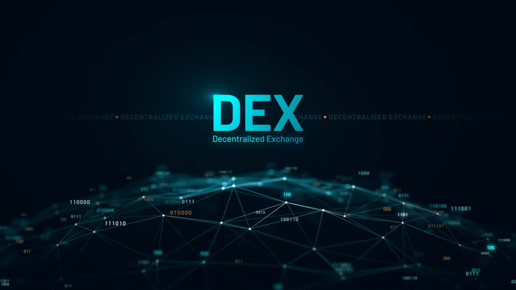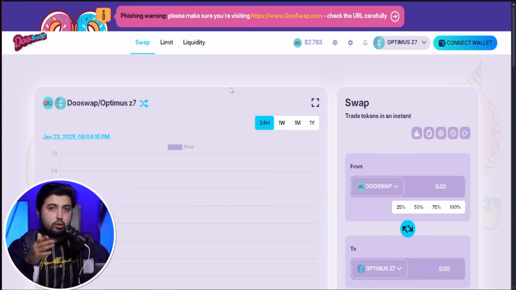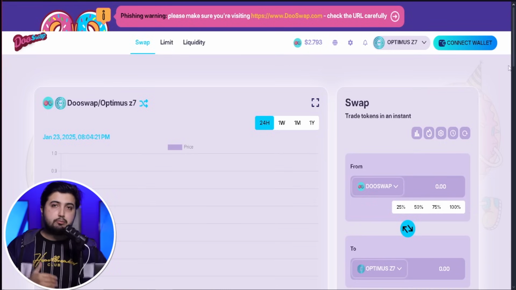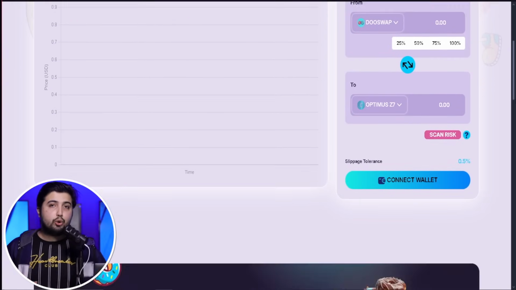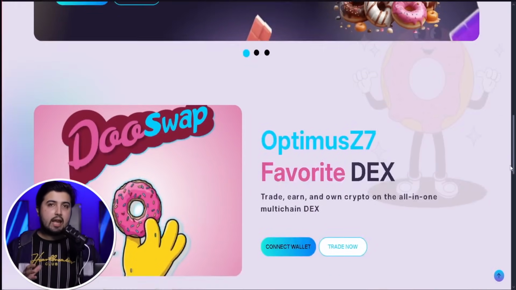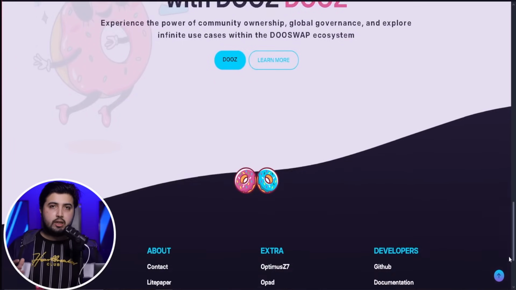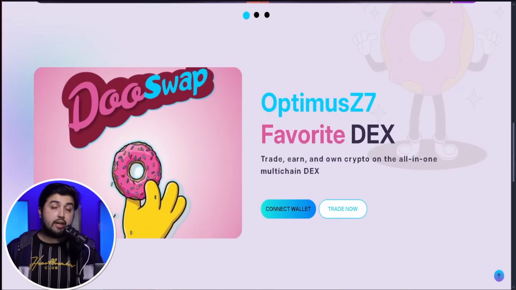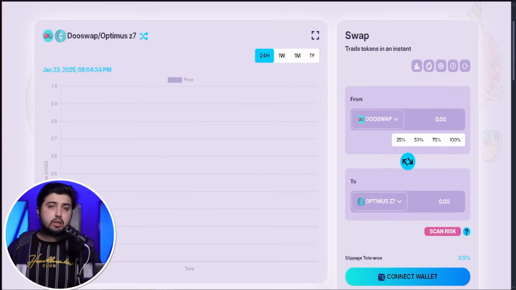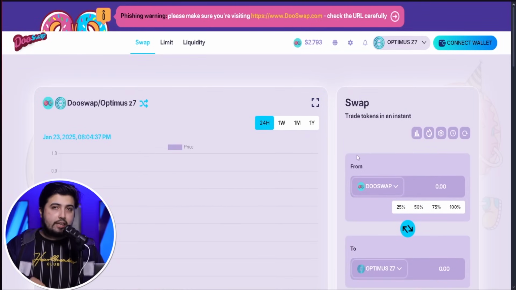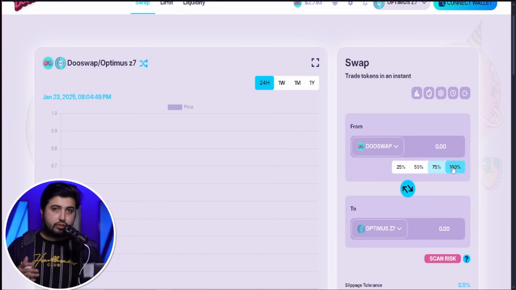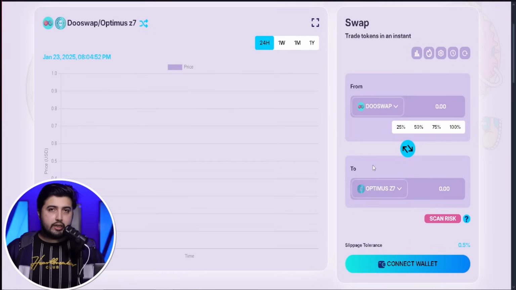Now, the next product that we have is a decentralized exchange called DooSwap. DooSwap is their very own decentralized exchange that's built for fast, secure, and low-cost trading. And it has many features. Like, we have diverse liquidity pools for trading and yield farming. We have high scalability for seamless transactions, even during peak times, which is something we don't expect in other decentralized exchanges. They also have a user-friendly design for both beginners and experienced traders. As you can see on your screen, it's very beginner-friendly.